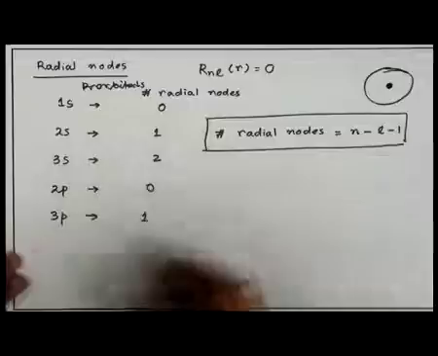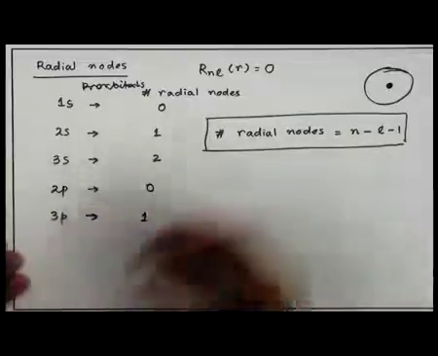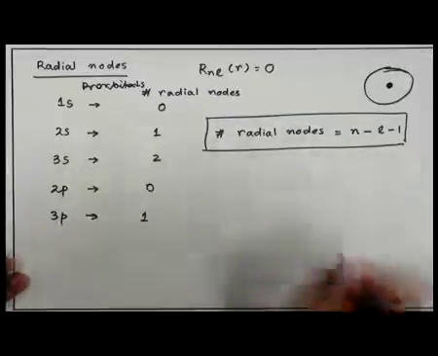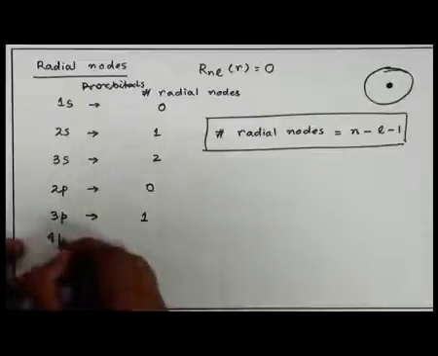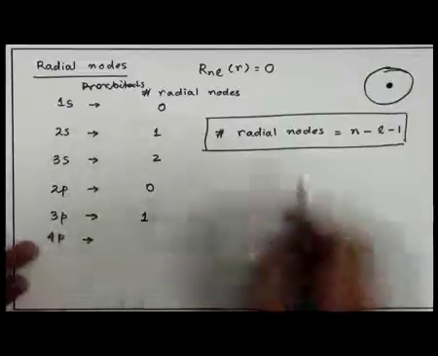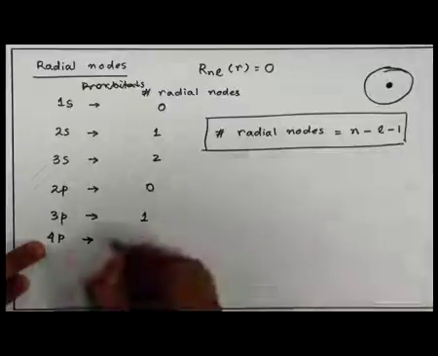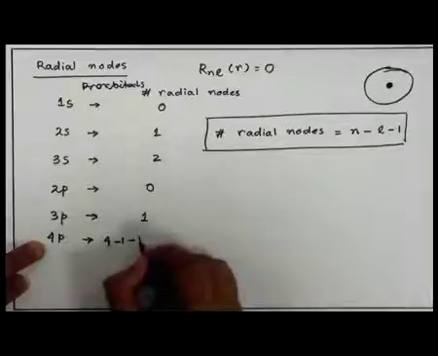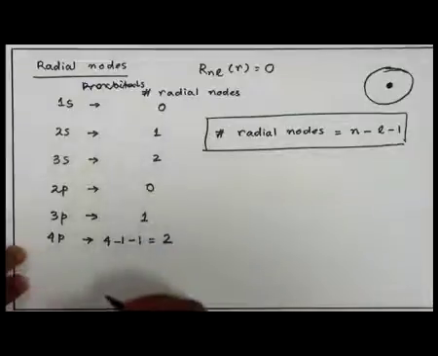All right. Now, using this relation, we will try to find out the number of radial nodes in a few more orbitals. Let us say the 4p orbital. In case of 4p, n is 4, l is 1, so 4 minus 1 minus 1 is 2. So, the 4p orbital will have 2 radial nodes.